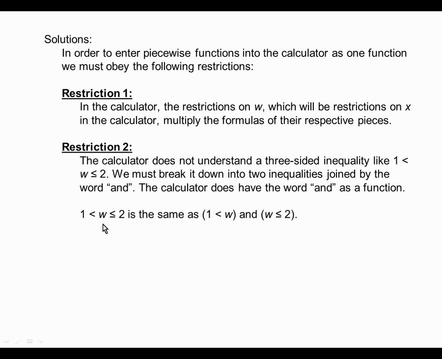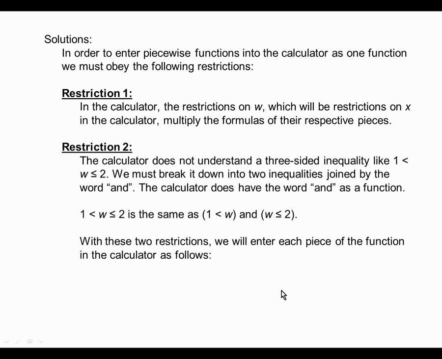Okay, restriction number 3. Again, 1 less than W less than or equal to 2 is the same as this: 1 less than W and W less than or equal to 2. Okay, so this string of inequalities is this inequality and this one. Again, notice my inequalities point in the same direction. Points to the left, points to the left, points to the left, points to the left.